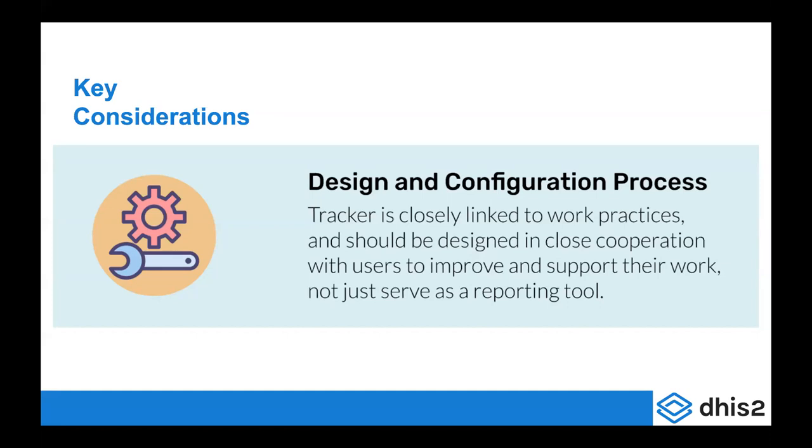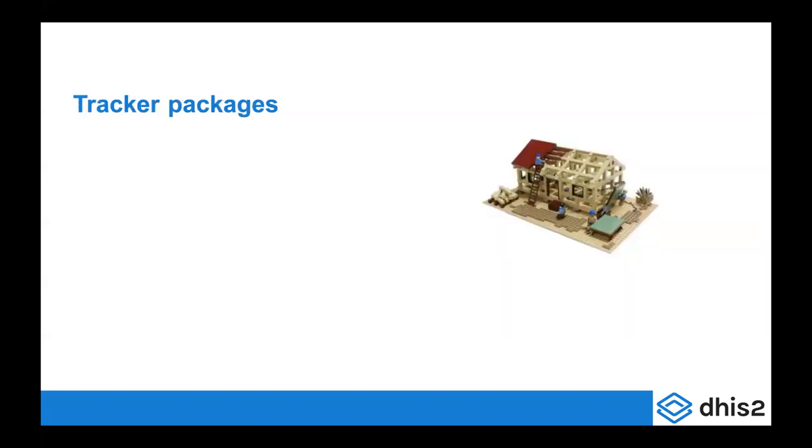And one of the tools we are using to achieve this goal is the tracker packages. So Mike compared the tracker packages to a box of Lego, or to an instruction manual for Lego. If DHIS2 is a box of plain Legos, then these tracker packages are kind of pre-built sets that will help describe how a Lego house like this might look.